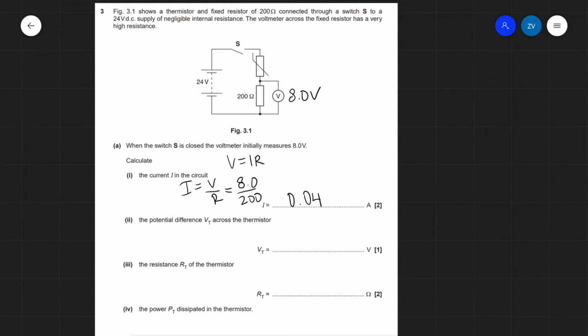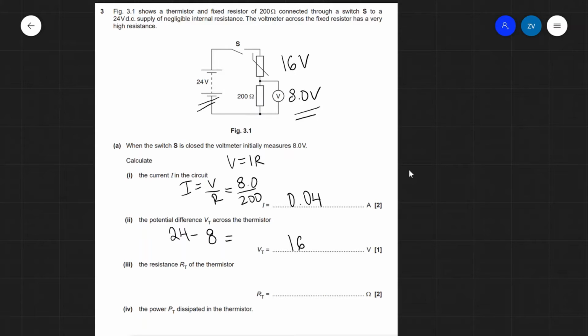The next part is asking us for the potential difference across the thermistor. Well, if we have 24 volts across here and 8 volts across here, this means that we'll have 16 volts left over for the thermistor. So we can write this directly down as 16 volts.